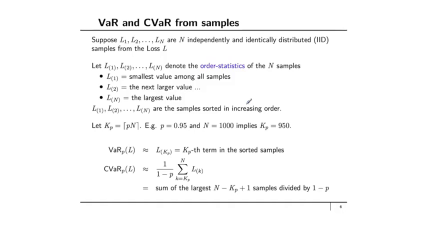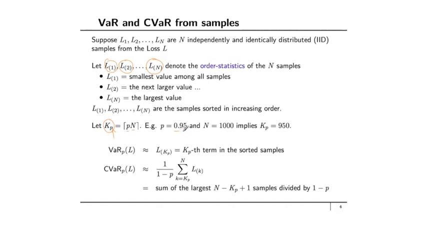So L(1) is the smallest value that you saw among these N samples. L(2) is the next larger value that you saw in the N samples. L(N) is the largest value that you saw in N samples. So these are simply samples sorted in increasing order. Now, find an index Kp, which depends on the probability and is defined as the ceiling of the probability times the number of samples that you took.